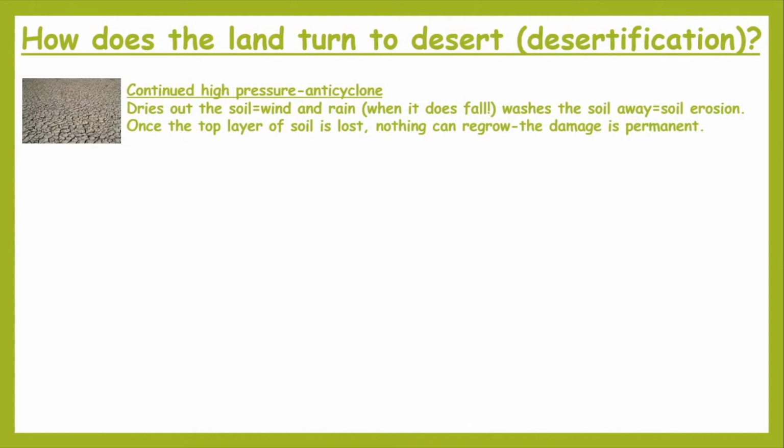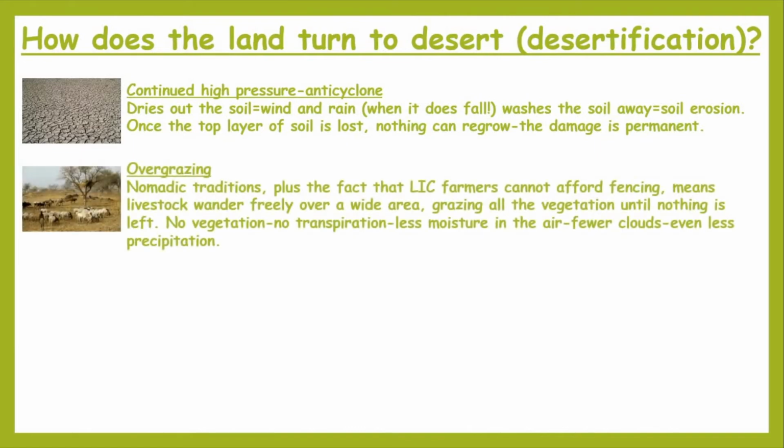When you throw humans into the mix, especially in areas of the world where it's marginal survival, you're right on the edges of what is livable, especially in LICs and low-income countries. For example, most of the population there are going to be employed as farmers. Due to lack of education, they can't access other job opportunities. You work in agriculture. Now, the thing with agriculture in the Sahel is nomadic traditions, plus the fact that LIC farmers can't really afford fencing. It means that livestock wander pretty much freely over a really wide area and will eat everything in sight.